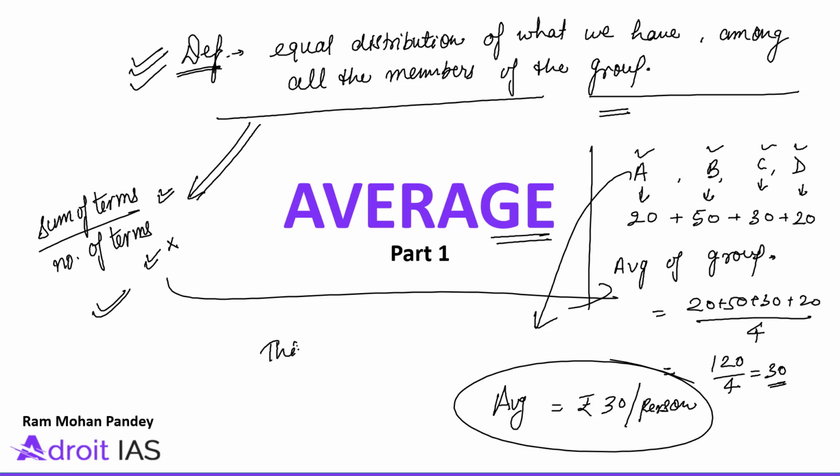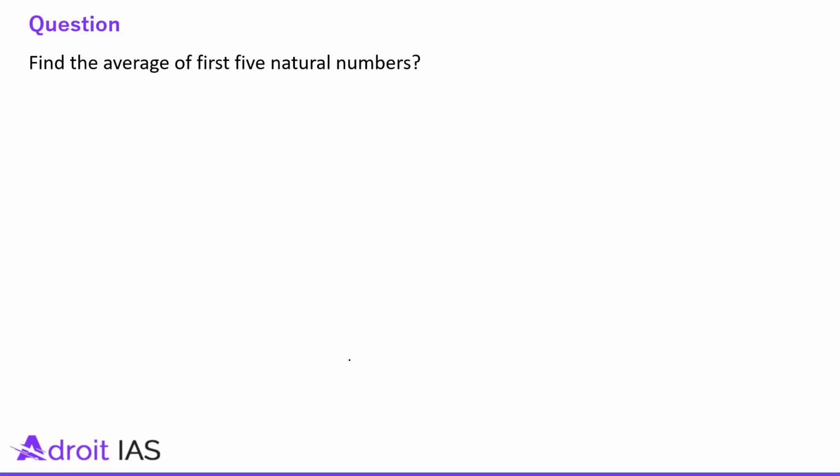Let's start with the questions which are based on our thinking only. The first question says, find the average of the first 5 natural numbers. Natural numbers start with 1, 2, 3 and go up to infinity. Let me tell you one interesting thing. Suppose we need to find the average of the first 2 terms.